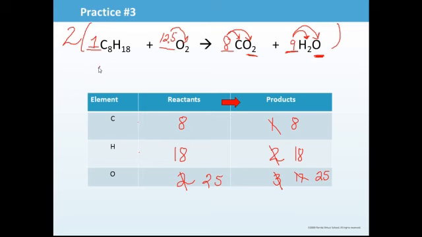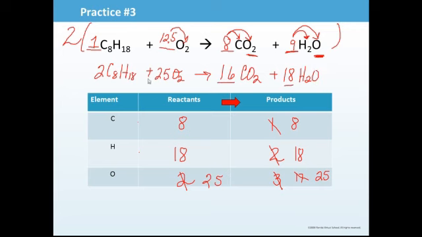So 2 times 1 equals 2. So we have 2 C8H18. 2 times 12.5 equals 25. 2 times 8 equals 16. 2 times 9 equals 18 waters. And now by me doing that, I have increased all the numbers, but they're all whole numbers now and the same ratio. Okay, if we were to count our elements, you will see.